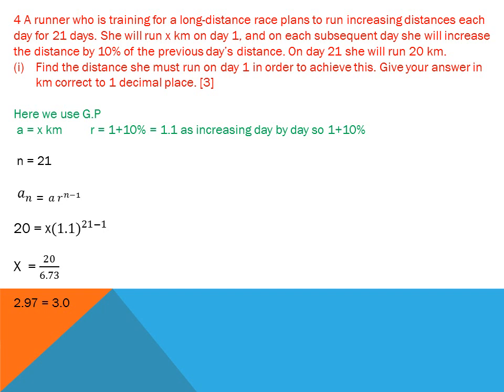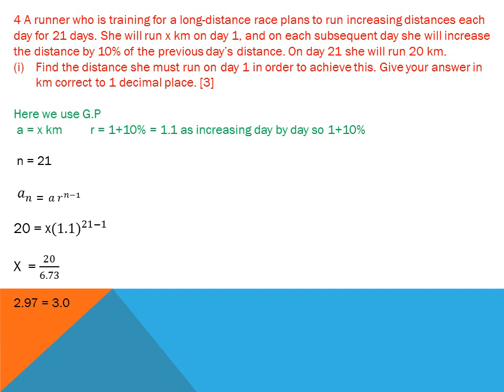The difference between arithmetic progression and geometric progression is that in AP there is a fixed amount of increment or decrement, but in GP it's not a fixed amount. It will increase by percentage or by some multiple.